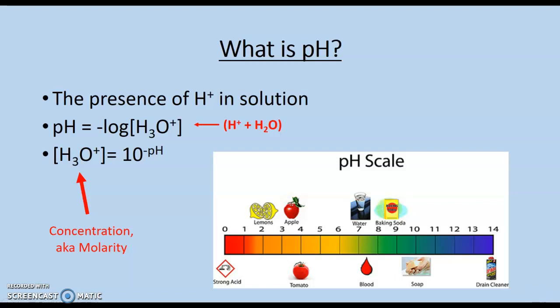Okay, so what does pH even mean? pH stands for the presence of hydrogen in solution. So if you think back to our previous lesson, acids give off hydrogen in solution. So there's a lot of hydrogen floating around, so there's going to be more of it than with bases. So if we wanted to calculate the pH of a solution, all we would have to do is type in negative log of the H3O plus concentration.